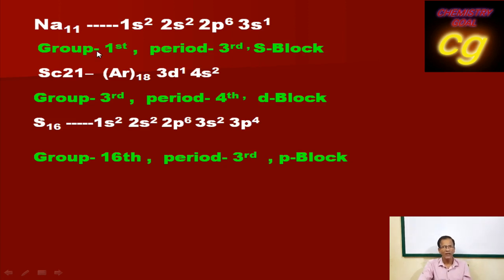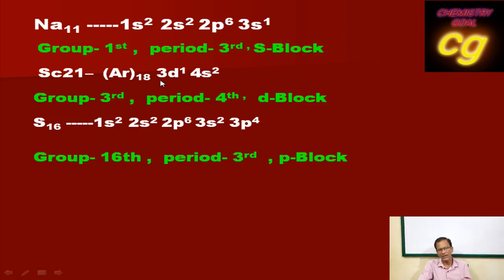Similarly, come to scandium. Scandium is a D block transition element. For transition elements, we have to consider D and S both. S contains 2 electrons and D contains 1 electron. Total electrons: (n-1)d plus ns. So n-1 means 3, n means 4, so d has 1 and s has 2. The total is 3, so the group is third group. The total electrons in D and S are counted for calculating the group.